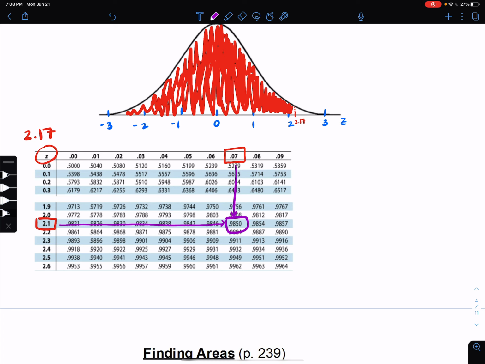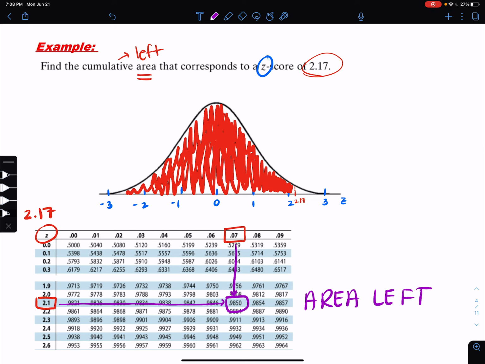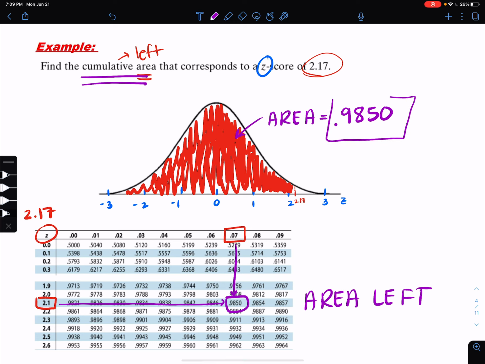again, the standard normal table is giving me the area to the left of my z-score. All right, and again, that's exactly what I was being asked for here. The cumulative area is the area of this entire region that we shaded to the left, and that's exactly what we find in our table, right, which again should be closer to 1. It is. We have an area here of 0.9850.